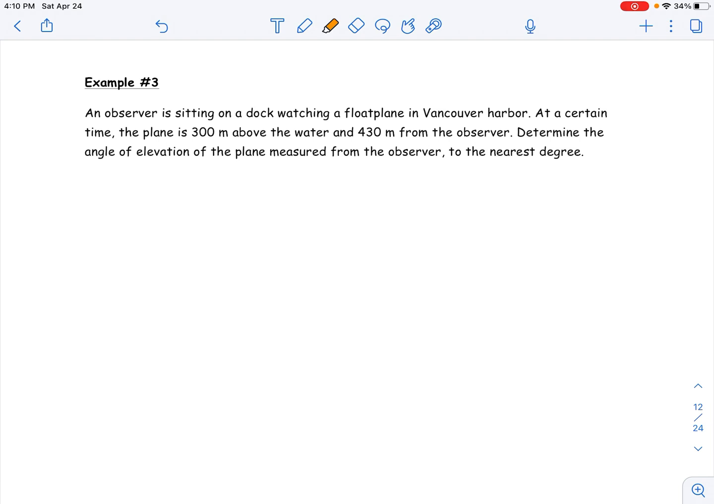Example number 3. An observer is sitting on a dock watching a float plane in Vancouver Harbor. At a certain time, the plane is 300 meters above the water and 430 meters from the observer. Determine the angle of elevation of the plane measured from the observer. So there's the observer. There's his eye level. You see there's the horizontal, and then he sees the plane. Looks like a fish, but there's my plane. It's really small looking.